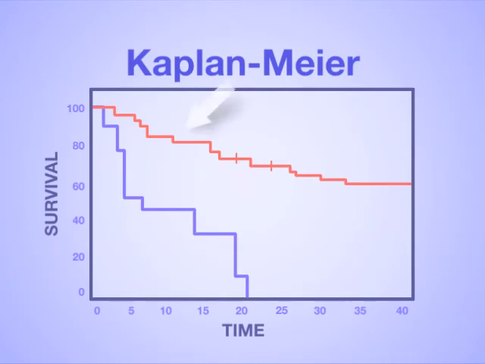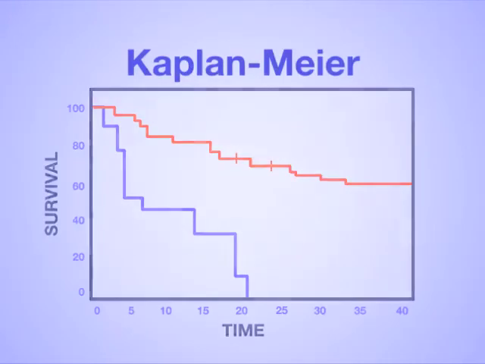When the line falls, a subject has had the outcome. Where there is a tick mark, a subject has left the study for other reasons. This subject is no longer contributing person time. Because they have not died or had an event, the line does not fall. This subject is therefore said to be censored.